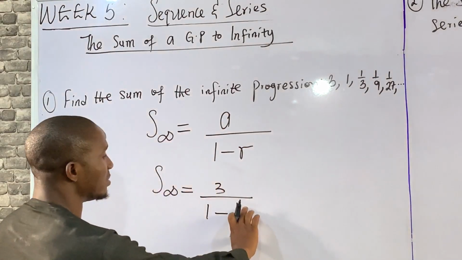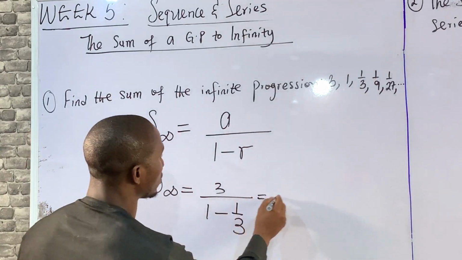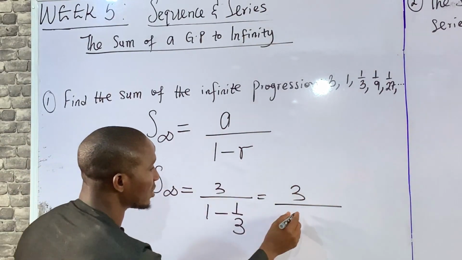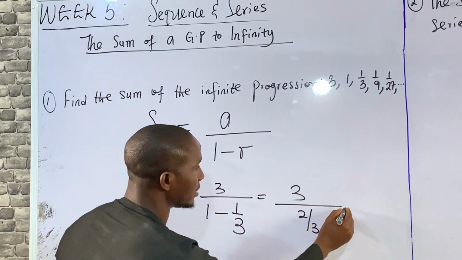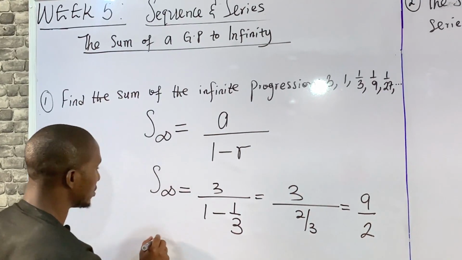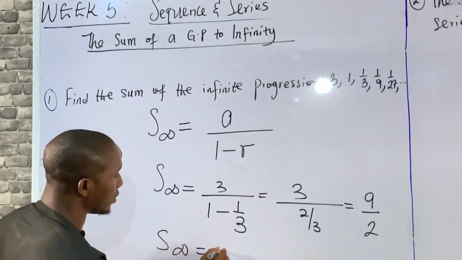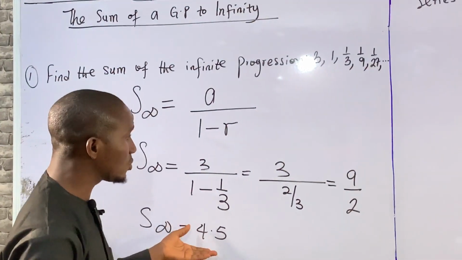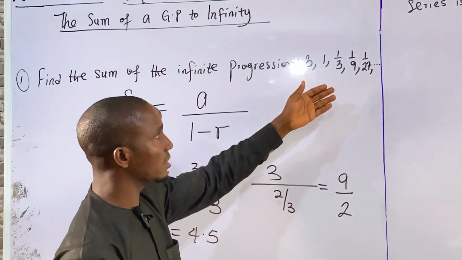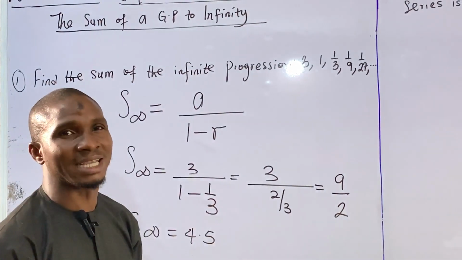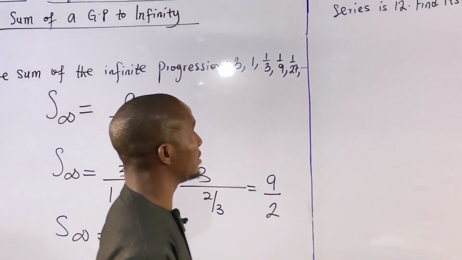So the common ratio remains the same, 1 over 3, which gives 3 divided by 1 minus 1 over 3, which becomes 3 divided by 2 over 3, which becomes 9 over 2. Therefore, the sum to infinity here will give us 4.5. It means 4.5 is the sum to infinity of this series. This is example 1. Let's look at another example on this same sum to infinity.